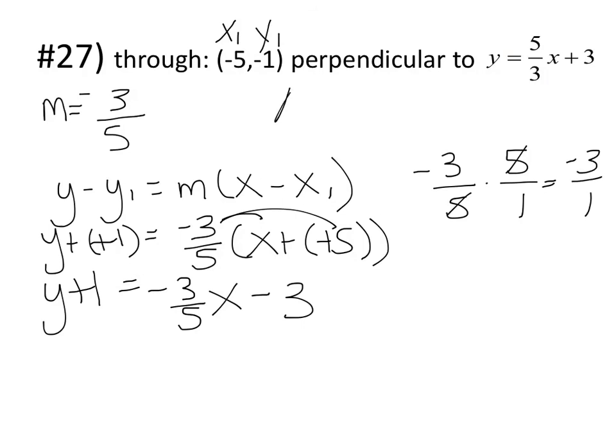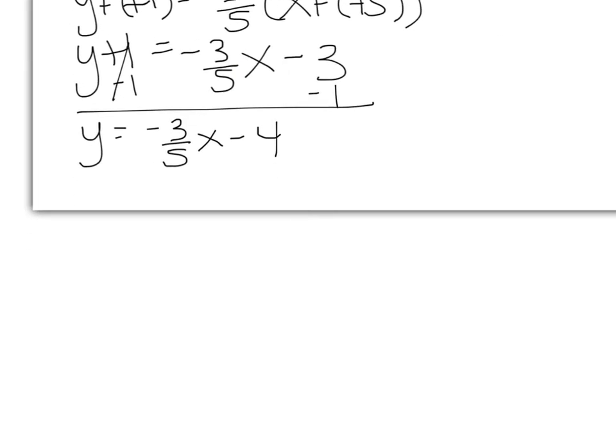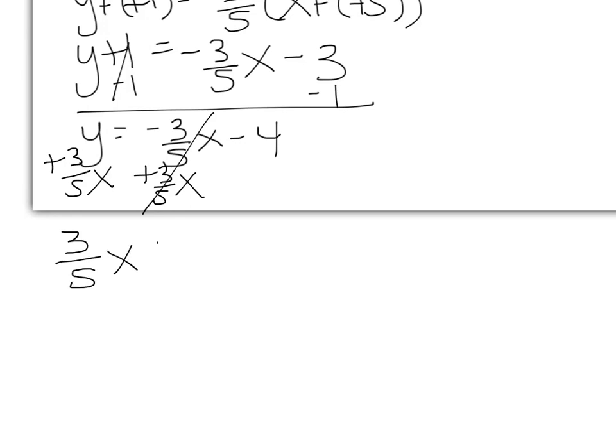And in 27, they want standard form, so I have ax plus by equals c. So again, my a is negative and a fraction, so I'm going to want to move the x to the other side. But first, I'm going to deal with my constant. So I subtract 1 from both sides, leaving me y equals negative 3/5 x minus 4. And now we're going to move my x to the other side, and that'll help us by making it positive, which gives me 3/5 x plus y is equal to negative 4.